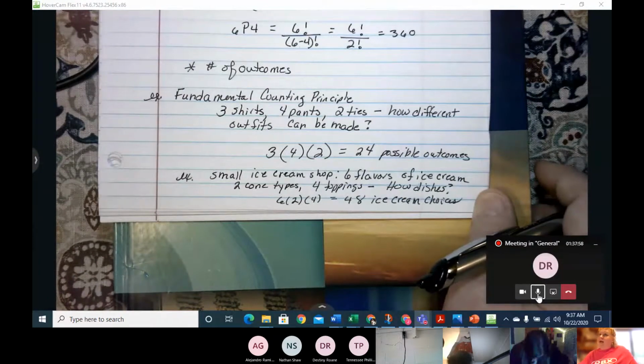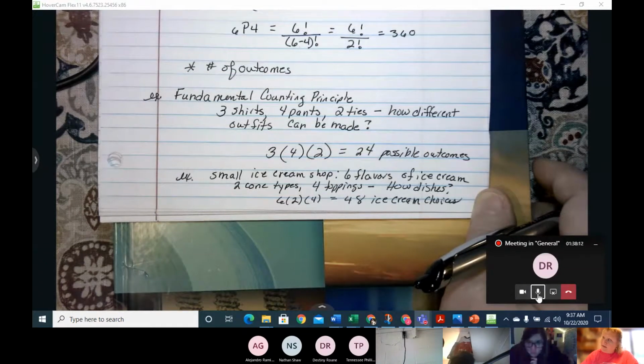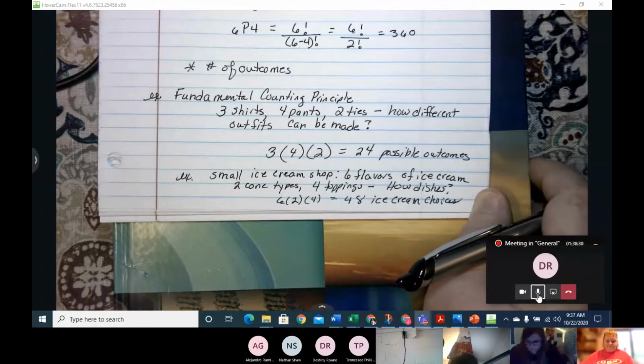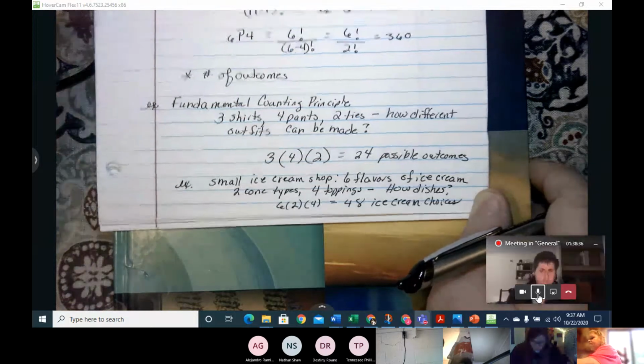So finding sample space, we looked at the tree diagram, we looked at finding combinations, we looked at finding permutations, and we looked at the fundamental counting principle. All of these are ways to find sample space. Any questions on those? Okay.